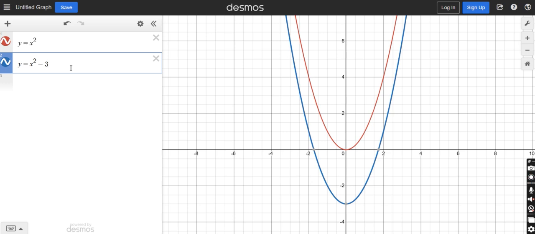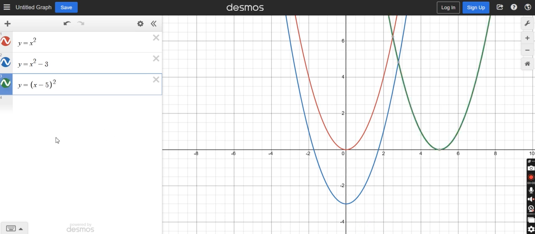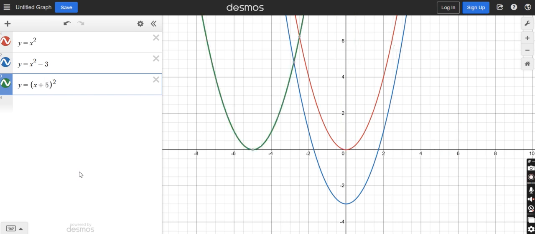To get a horizontal translation, which means it's side to side, I'm going to put the number inside the bracket. So let's say x minus 5 squared. So now let's take a look at the red one, which was the original y equals x squared. The other one, y equals x minus 5 all squared, moved the green parabola to the right 5 units. So it didn't go up and down at all. It just moved to the right. And if I change this minus to a plus, it moves to the left.